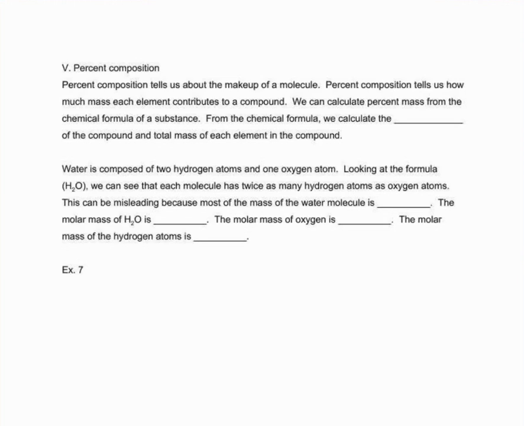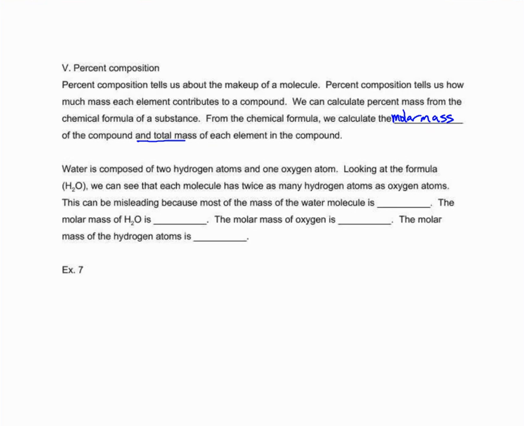Now we're transitioning into how we can apply these concepts that we figured out. And one of the first things that we do is talk about percent composition. Percent composition tells us about the makeup of a molecule. Percent composition tells us how much mass each element contributes, and we can calculate the percent mass from the chemical formula. From the chemical formula, we can calculate the molar mass and the total mass of each element in the compound.